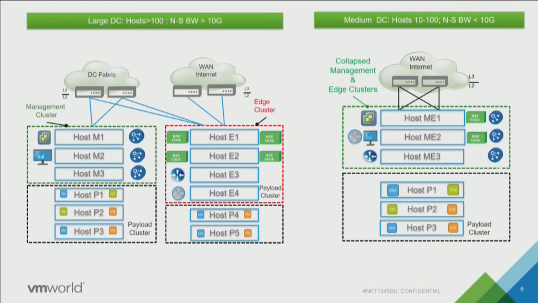Then what about if you are a medium-sized customer, you don't have that many ESXi hosts. So what we do is we allow you to collapse your management and edge together in one cluster. That is what you see on this diagram, right? So your vCenter, NSX Manager, NSX controllers are in one cluster, and then you have the payload cluster based on the virtual machines you're running over there. Could be database, virtual machines, web servers, whatnot, right? So that is a reference architecture for large and medium-sized data centers.